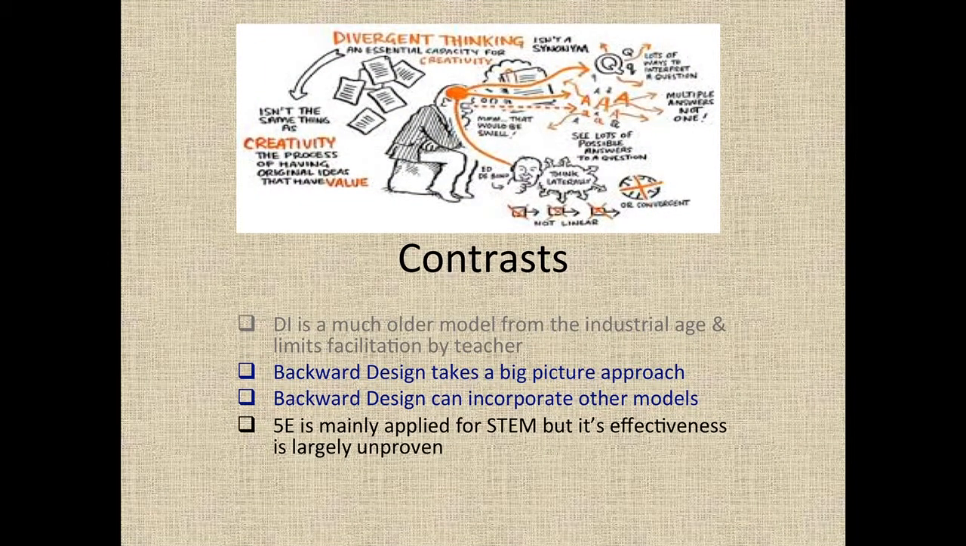But the first, differentiated instruction, is a much older model, whereas backward design takes a big picture approach in terms of covering entire curriculum units. The 5E is mainly applied for science and math, but its effectiveness is largely unproven because it hasn't been researched thoroughly just yet. But in the future, it may prove that 5E is even better than currently thought.